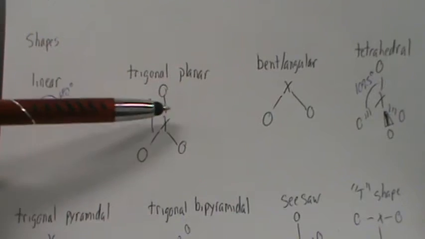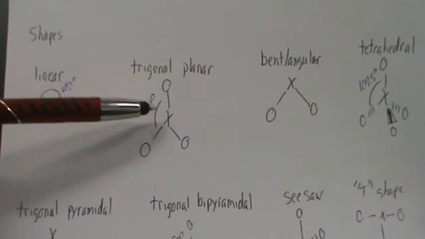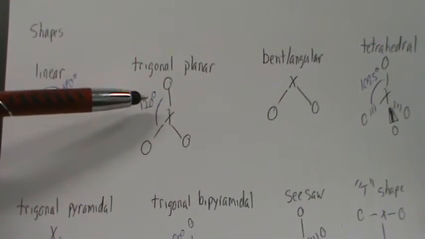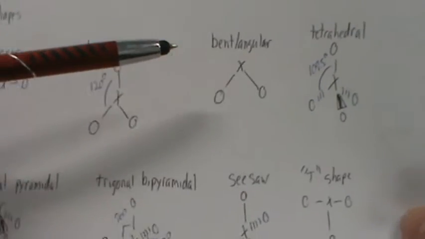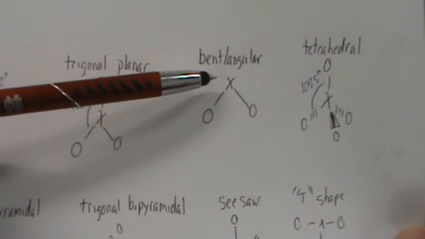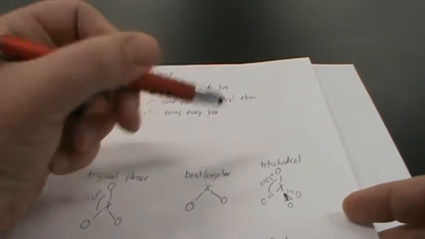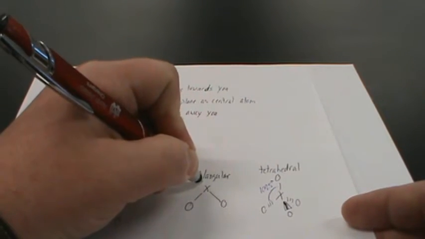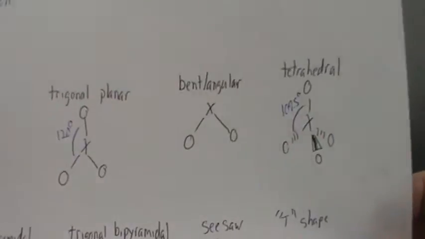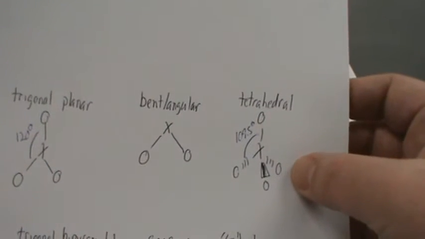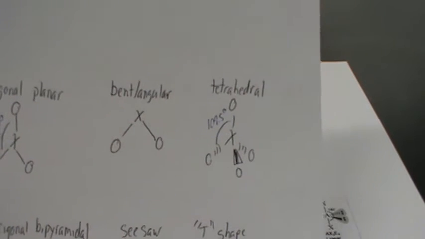If we have three things coming off our central atom, we can have a trigonal planar, and the bond angle is 120 degrees. Another shape is bent or angular. In this one we do have two things, but this tells us that the central atom is going to have some lone pairs on it. Another shape is tetrahedral. In tetrahedral, we have four things coming off the central atom, and the bond angle is 109.5 degrees.